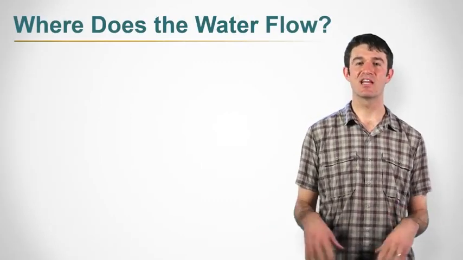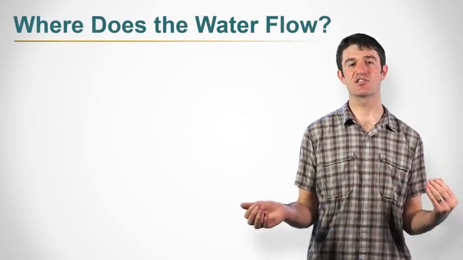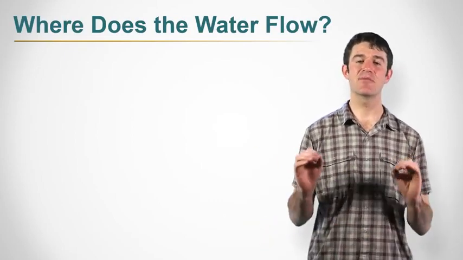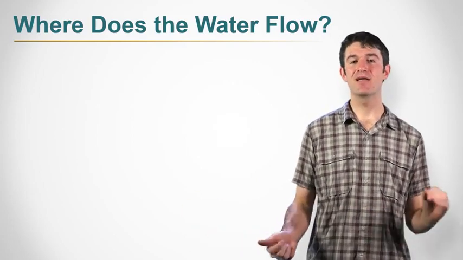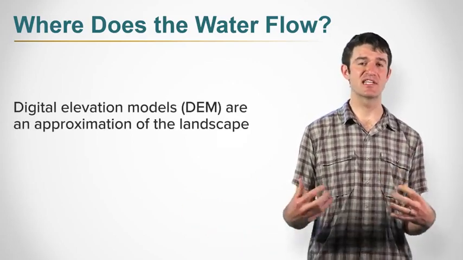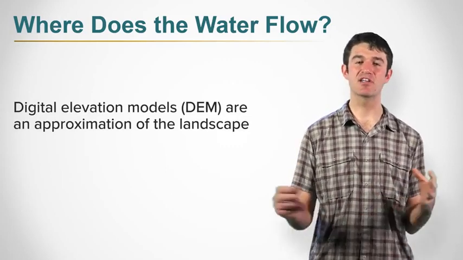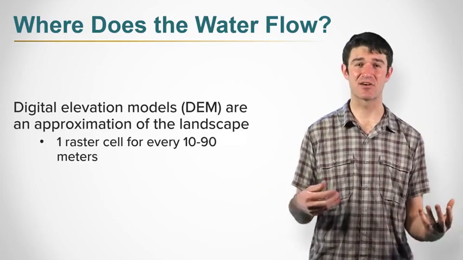Before we dive in, let me give you an example from my own work. Terrain data or digital elevation models can be incredibly important for hydrological work because it helps us answer that critical question of where does the water flow? But a digital elevation model, or DEM for short, is just an approximation of the landscape, often having just one raster cell defining the terrain height every 10 to 90 meters.